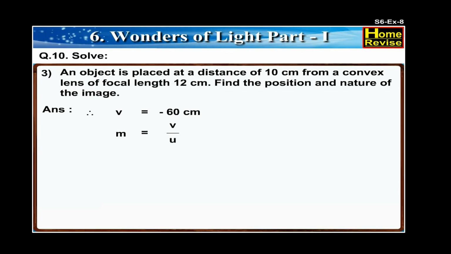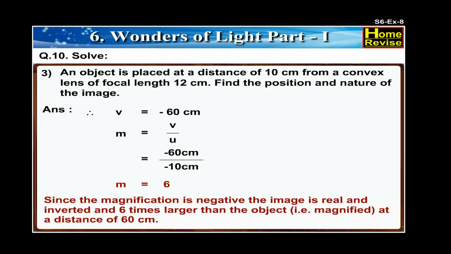Second, magnification M is equal to V upon U. Substituting the values, M is equal to minus 60 centimeters upon minus 10 centimeters. So, M is equal to 6. Since the magnification is positive, the image is virtual and erect and 6 times larger than the object, that is magnified, at distance of 60 centimeters.